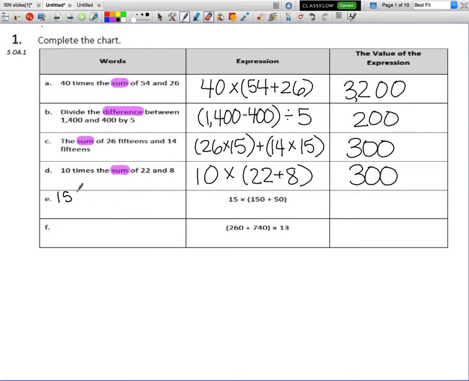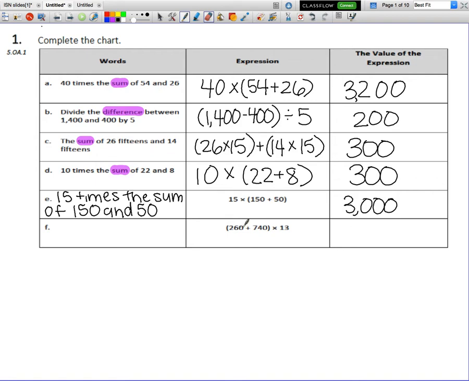I see multiplication, so I know that means times. 15 times the sum of 150 and 50. I cannot write 15 times 150 plus 50 because I do not use the solution word sum, so I would not use parentheses. And it already has parentheses there, so you have to use the solution word of sum. So now we evaluate. 150 plus 50 is 200. And 15 times 200 is 3,000.